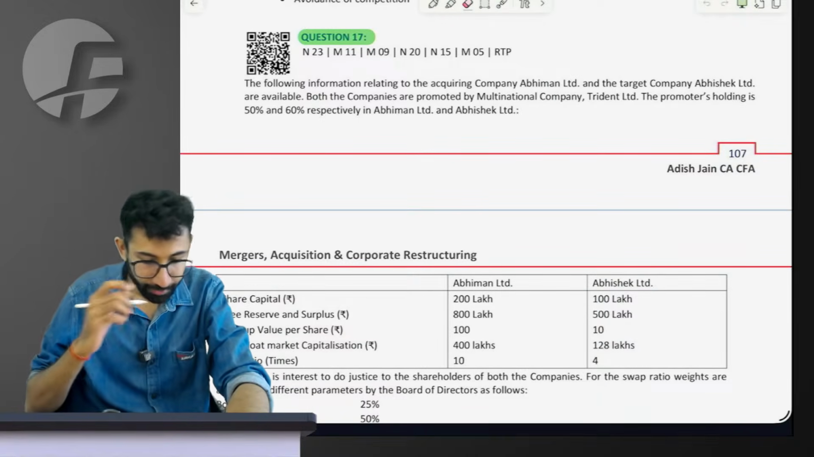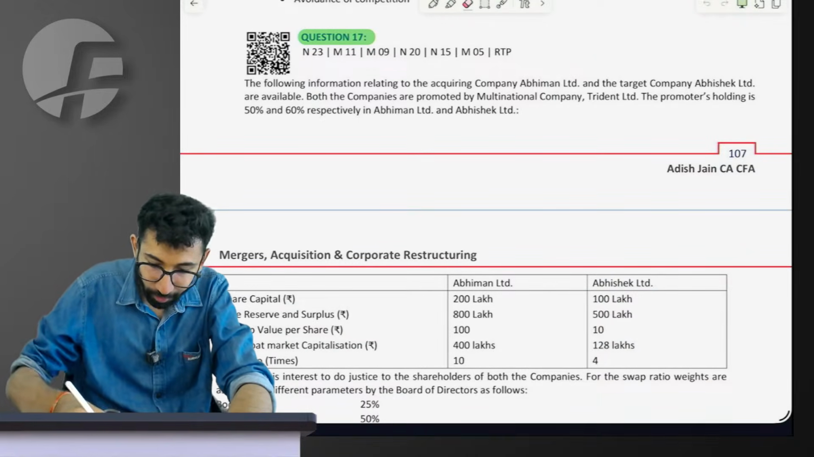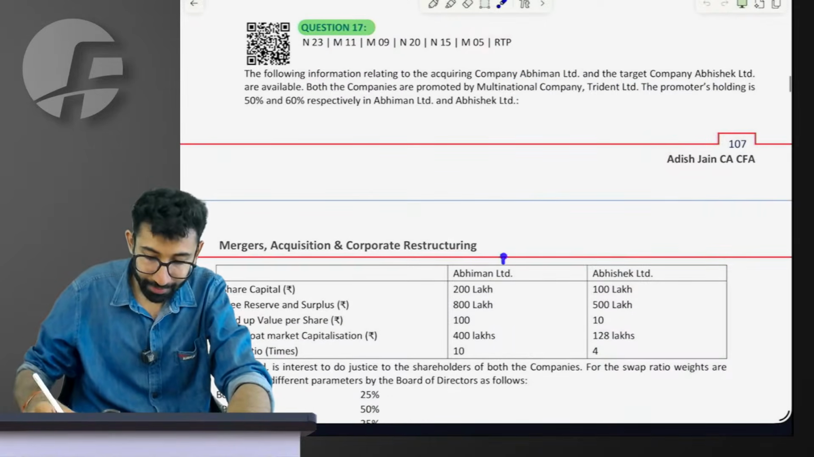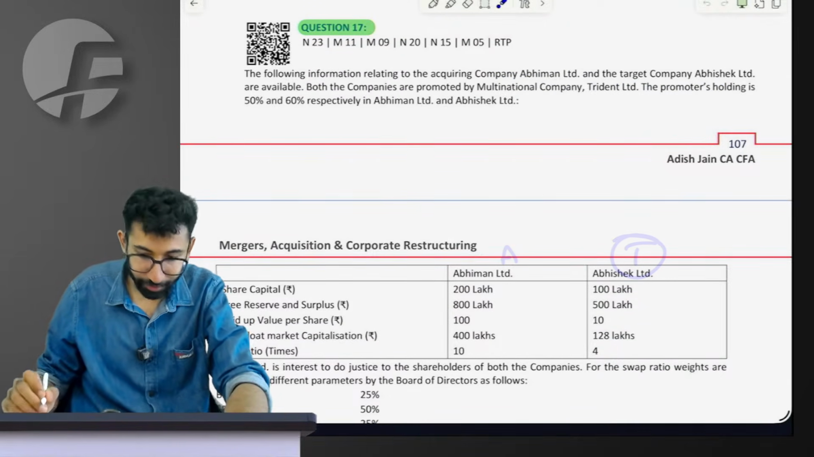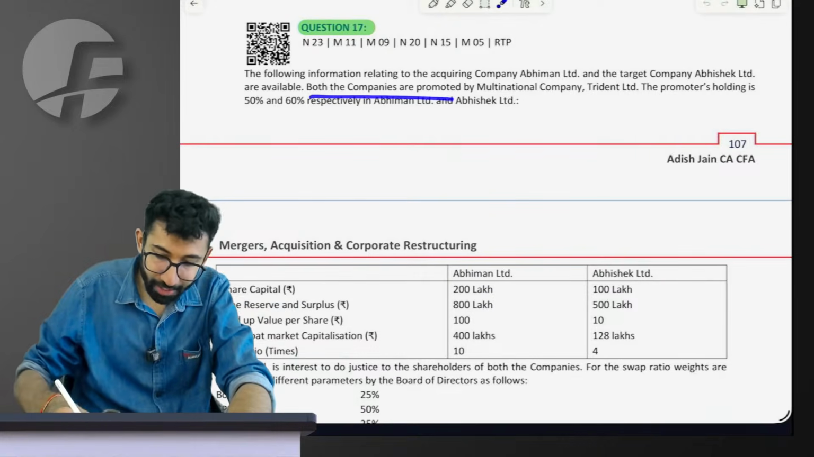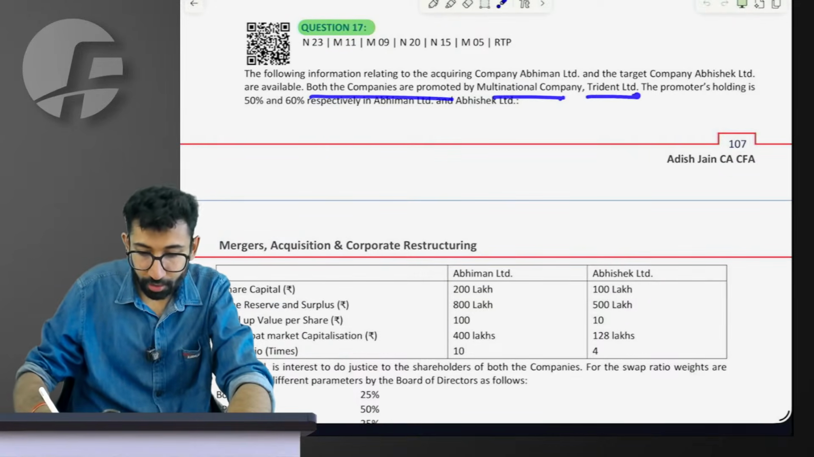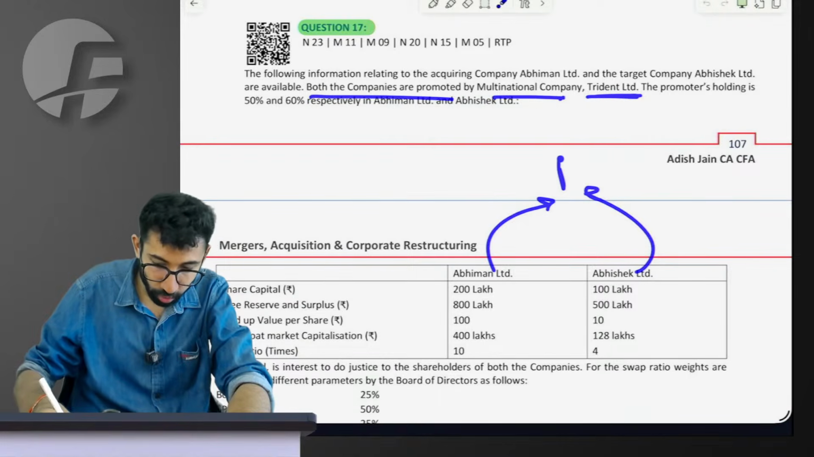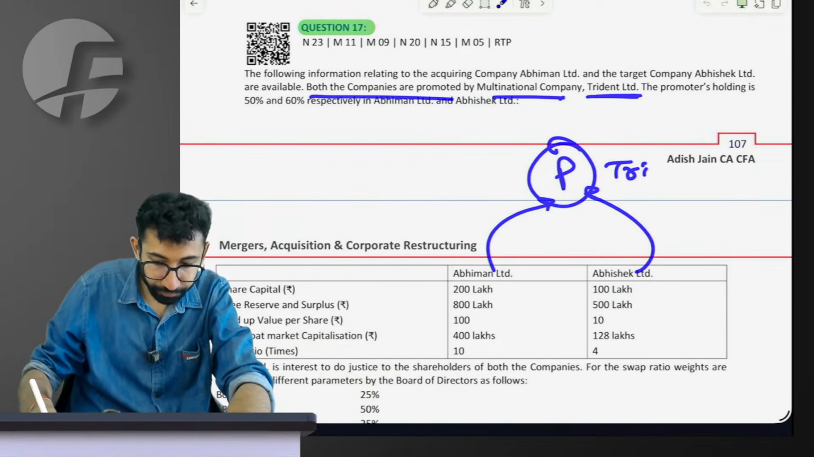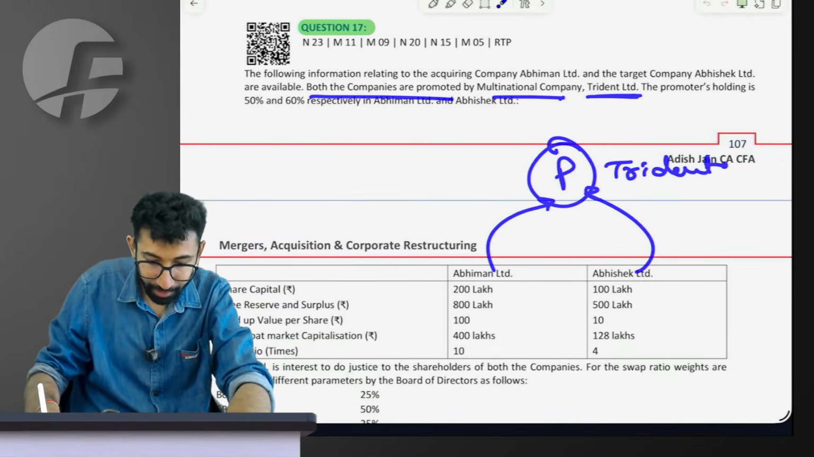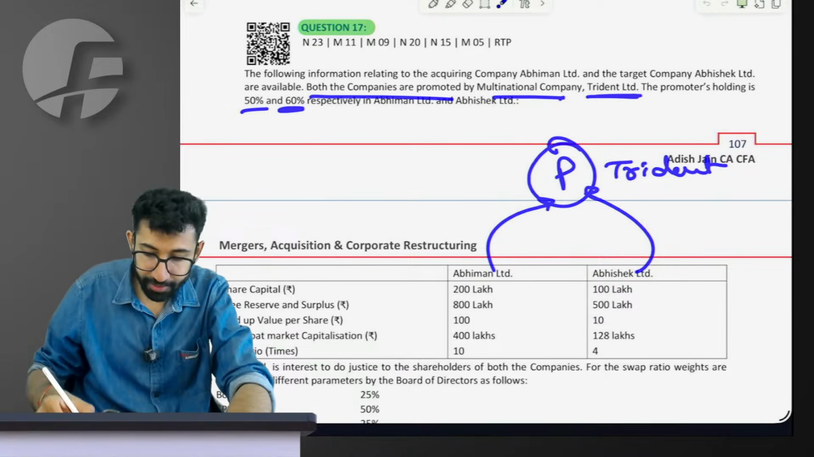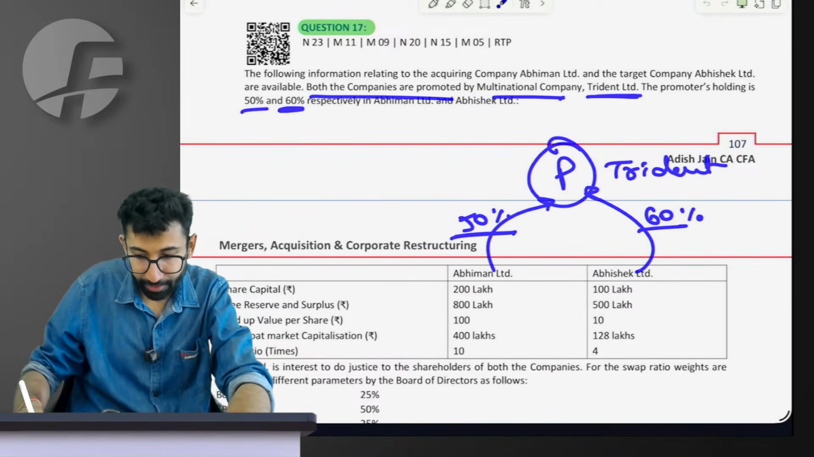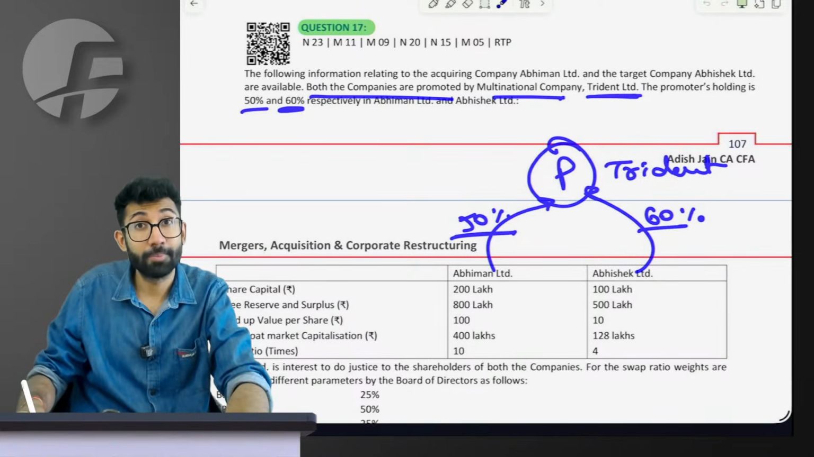Question 17. Following is the information regarding acquiring company Abhiman and target company Abhishek. So, there are two companies, acquiring Abhiman, target Abhishek. Both the companies are promoted by multinational company Trident Limited. For both of these companies, who is their promoter? This company called Trident. So Trident is holding 50 and 60% respectively. So in Abhiman, 50% is held by Trident, and in Abhishek it is 60%.